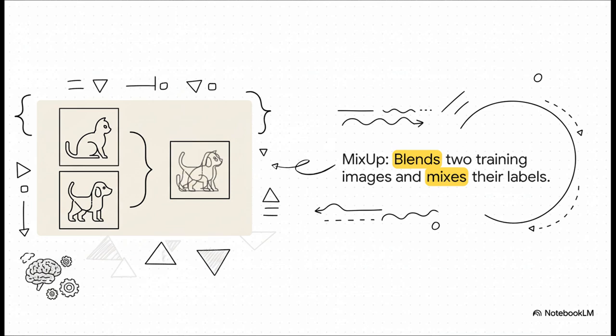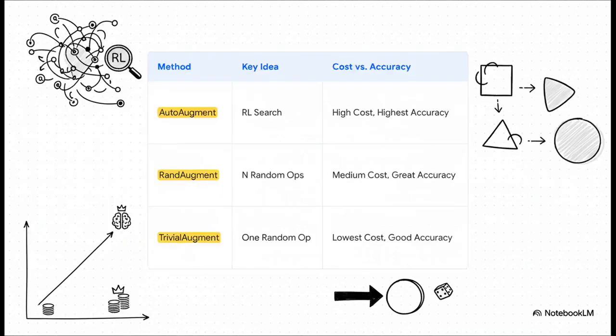What you get is this weird ghost-like cat-dog hybrid. Now, it sounds completely crazy, I know, but it's a surprisingly effective way to stop the model from becoming too confident in its predictions, and it really helps it generalize to new things it hasn't seen before. So instead of picking all these transformations by hand, we can actually automate the whole process. This table kind of shows the trade-offs.